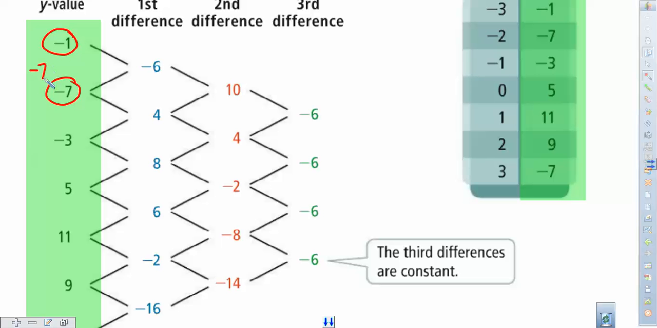I take negative 7 and I subtract the term before it, which is negative 1. Do you see how negative 7 minus a negative 1 actually adds 1 to a negative 7? That's why you see a negative 6. That is one way you could do it.